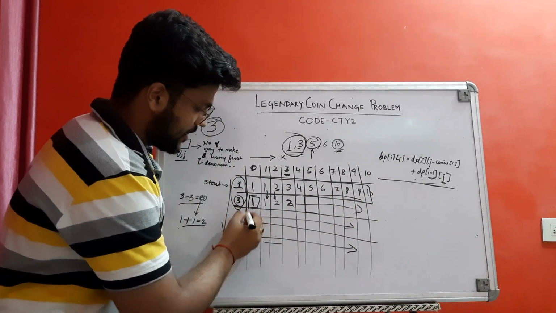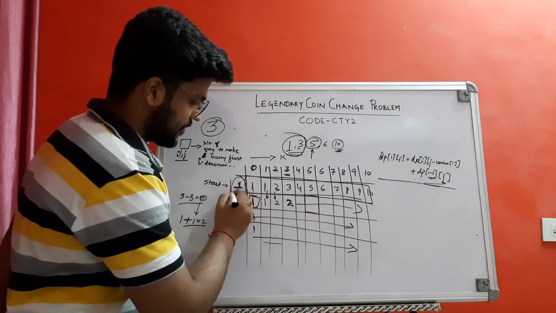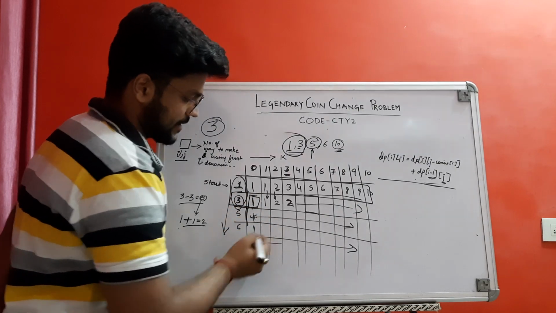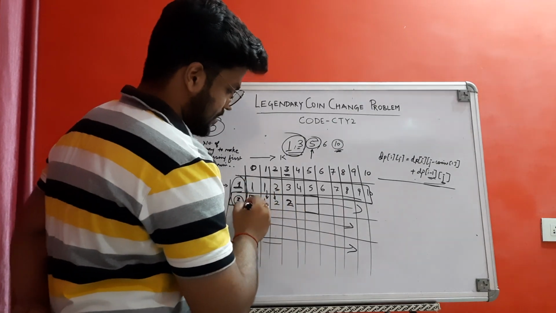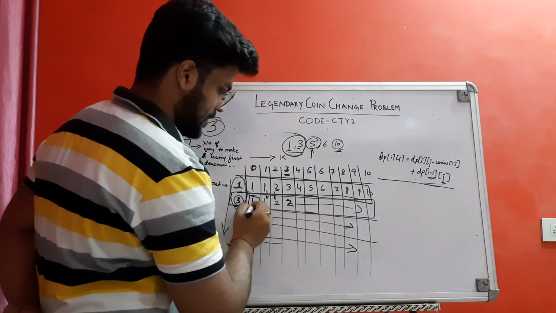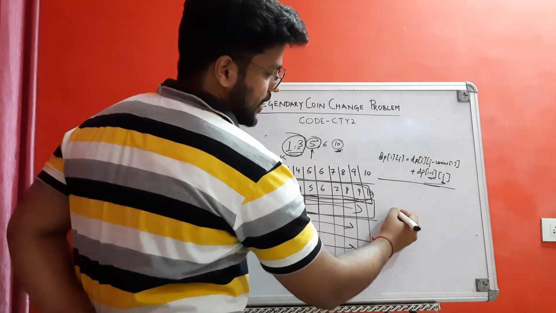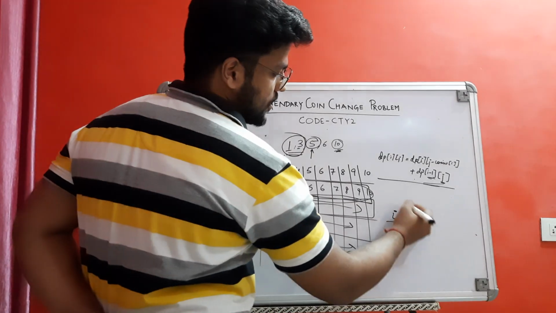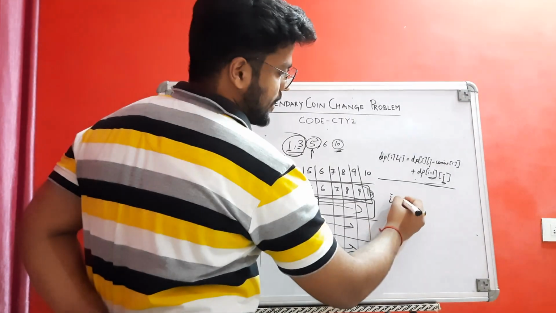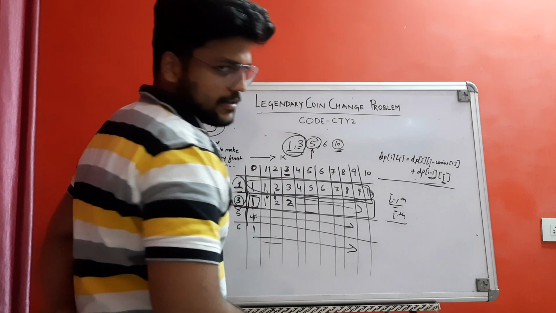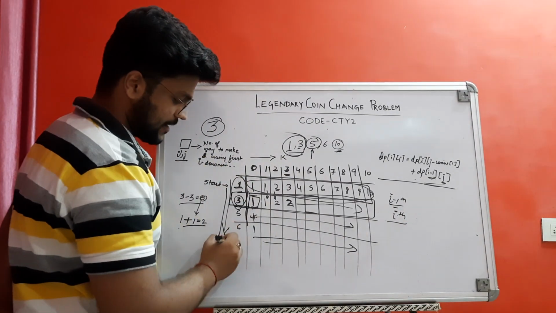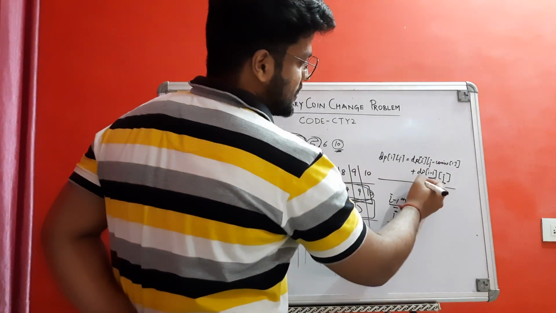So for every array, we are using its previous array to fill this array. For this array to be filled, I am using this array. For the ith array, I am using the (i minus 1)th array, which is already filled because I will be looping like this. So this is the formula.